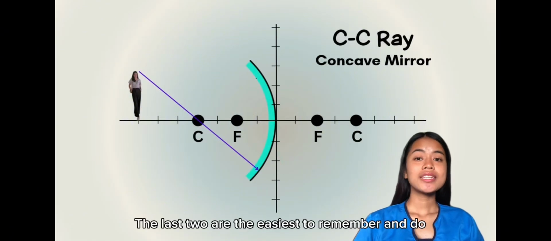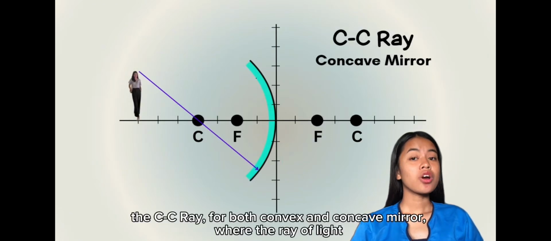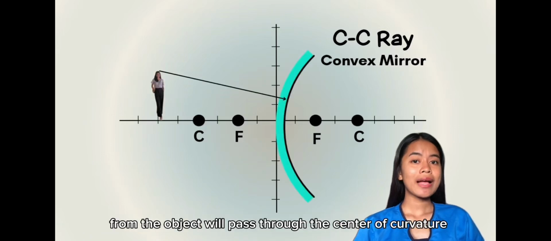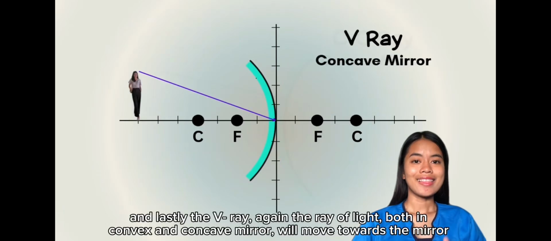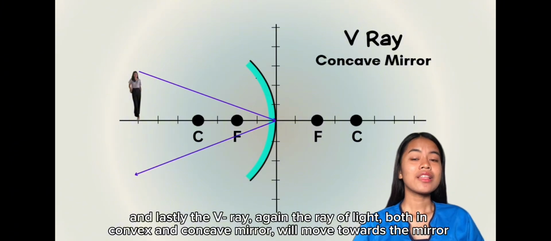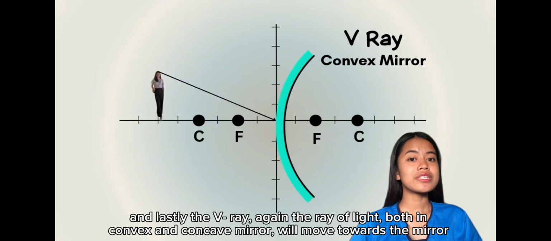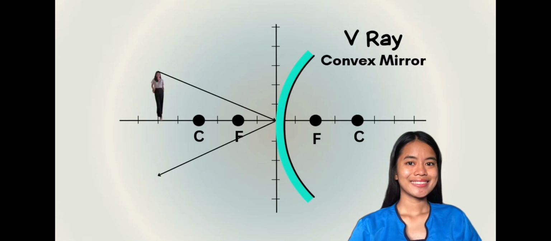The last two are the easiest to remember and do. The C to C ray, for both convex and concave mirror, is where the ray of light from the object will pass through the center of curvature and be reflected back towards its own path. And lastly, the V ray, or the vertex: again, the ray of light for both convex and concave mirror will move towards the mirror and be reflected at an equal angle.